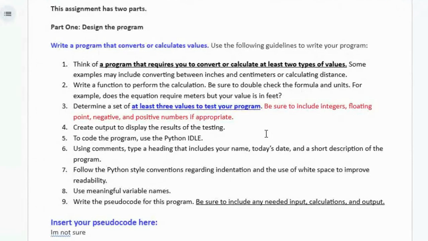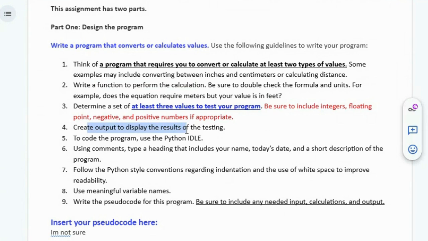Megan, let's talk about this 6.01 testing program. Looking at the template, this is just a program that requires you to convert or calculate two types of values. A lot of people did feet to inches or inches to centimeters or just something real simple, because that's not the important part of this one. Then you just have to write a function to perform it and have at least three different numbers that you test it with, right? Integers, floating point, negative, positive numbers, whatever is appropriate. And then you just create an output to show the results.